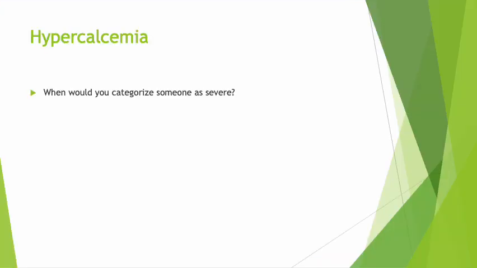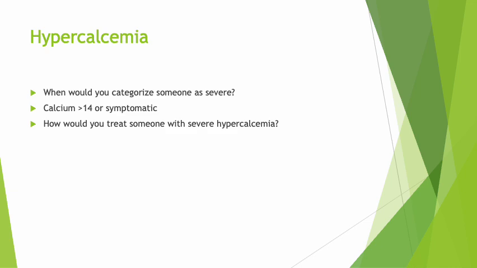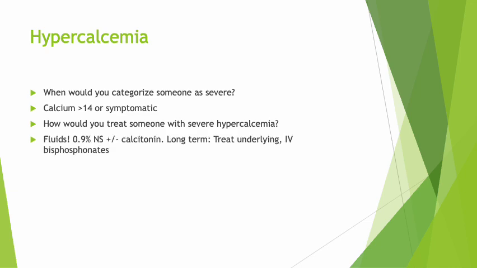And for hypercalcemia, when would you categorize someone as severe? So this one is going to be if their calcium is above 14 or they're symptomatic. And how would you treat someone with severe hypercalcemia? So the most important thing on your exam is going to be fluids. So thinking about giving them some normal saline. You can also think about adding things like calcitonin and then long-term addressing the underlying cause. And then you can consider adding IV bisphosphonates as well. But fluids are going to be really the most important thing.